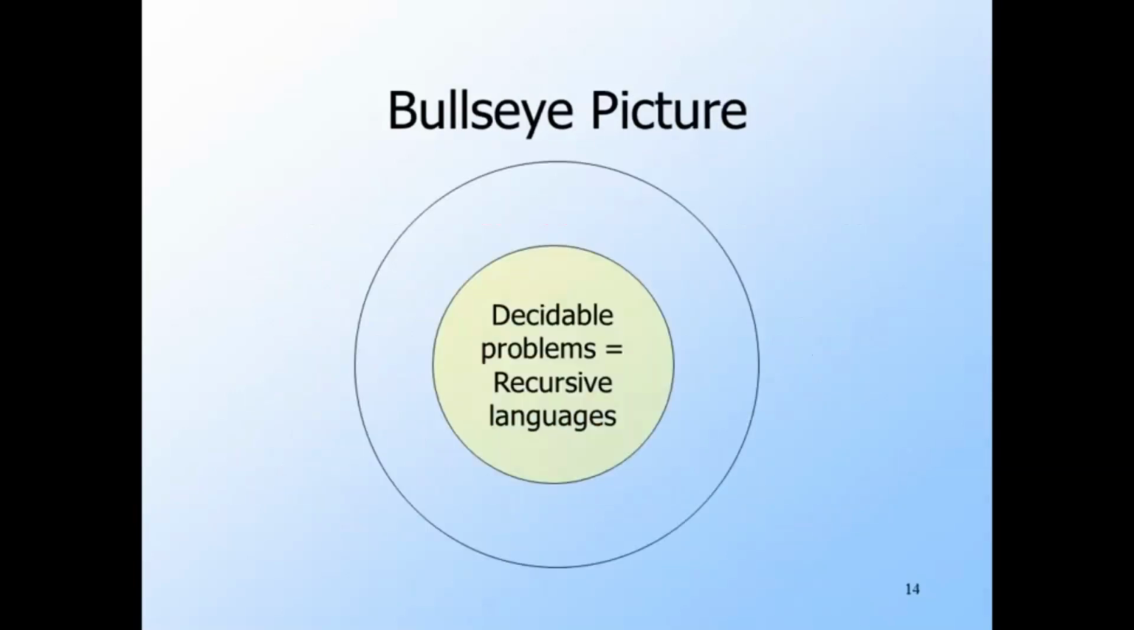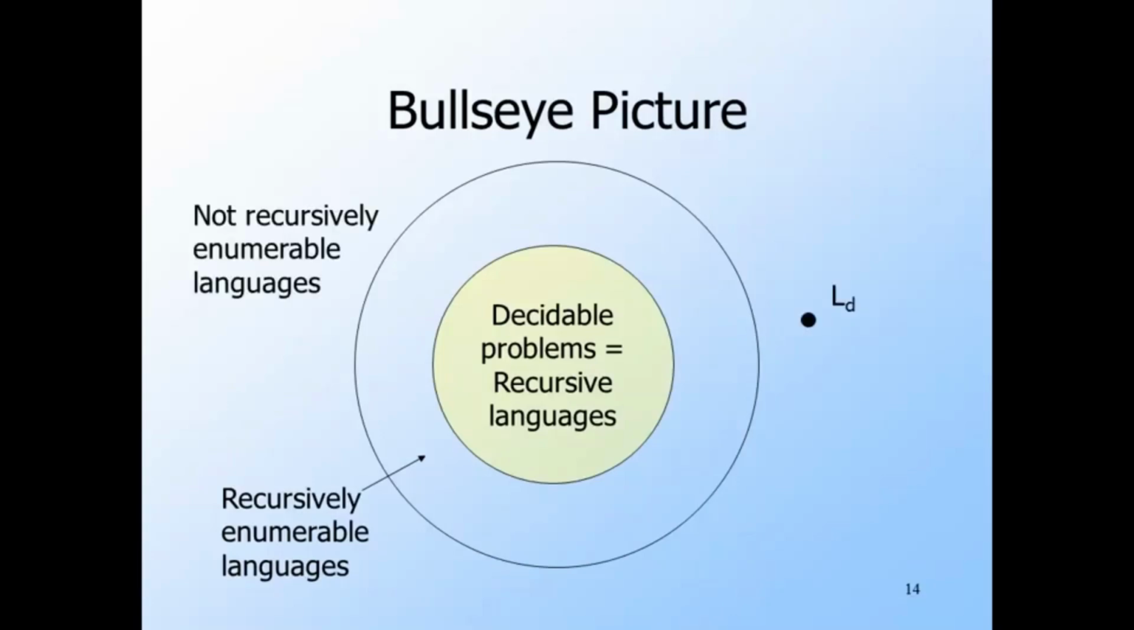So here's what we know about languages so far. In the center we see the recursive languages, or as problems, the decidable problems. Then there is a superset of the recursive languages called the recursively enumerable languages. These, recall, are the languages accepted by Turing machines with no guarantee that they will halt on inputs they never accept. And then there is outer space, the uncountably many languages that are not recursively enumerable. They have no Turing machine at all. So far we have one example of a language, L sub D, that lives in this region.